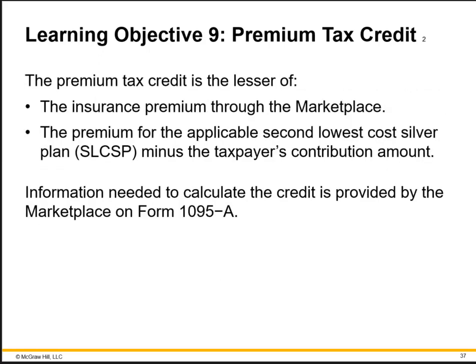Okay? So, all the information that you need is received in Form 1095-A. Anytime you buy insurance through the marketplace, at the end of the year, you're going to receive this form. It comes at the same time as your W-2 and other forms that you get in the mail that say important tax form received. It will give you the information that you need to calculate this.